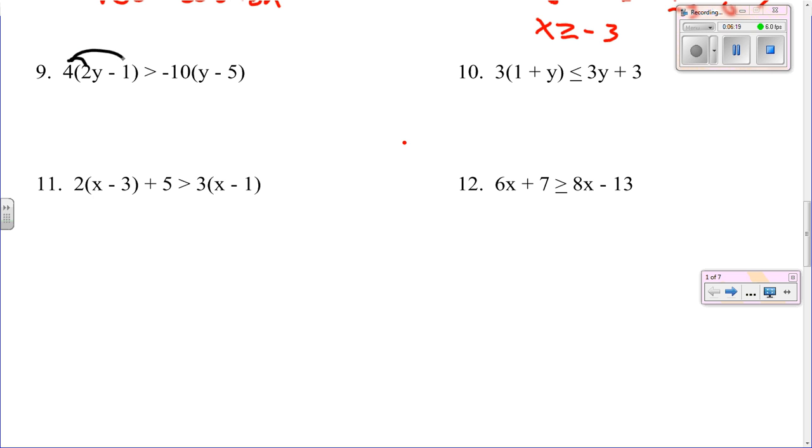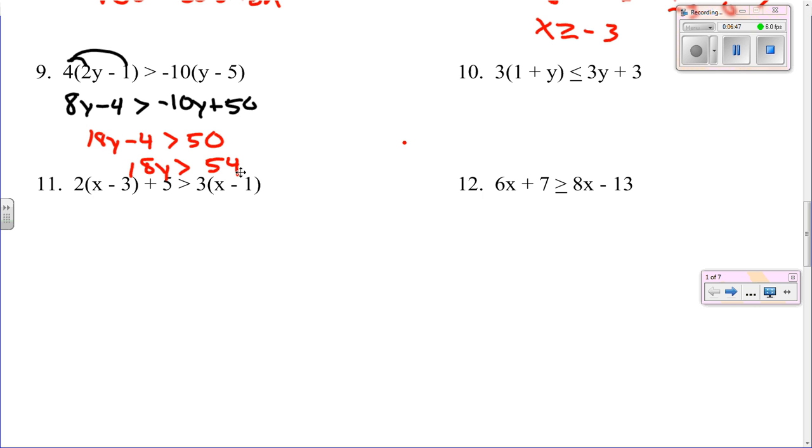Number 9, distribute the 4. Gives you 8y minus 4 is greater than, now distribute the negative 10. Negative 10y plus 50. Add the negative 10y over, make it positive. It's going to give you 18y minus 4 is greater than 50. Add the 4 over, 18y is greater than 54. Now you divide by 18, and you get y is greater than 3. Number line, there's 0 and 3. It's just a greater than, so it's an open circle and shade to the right.